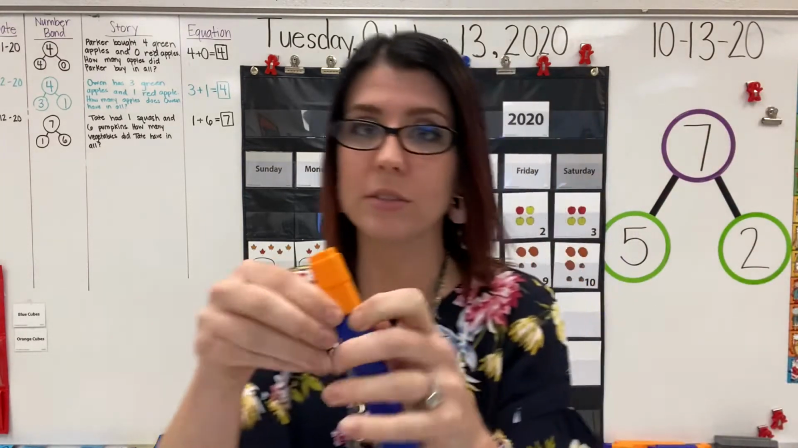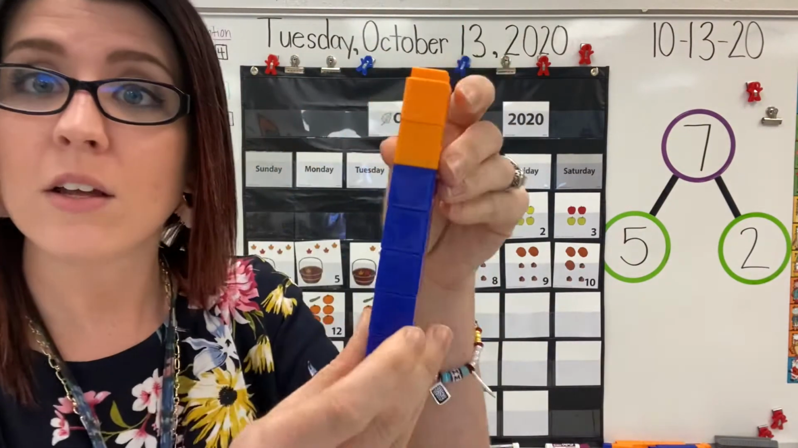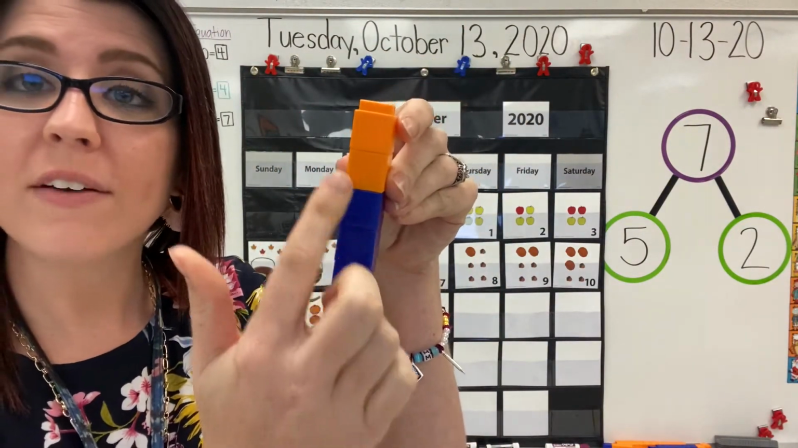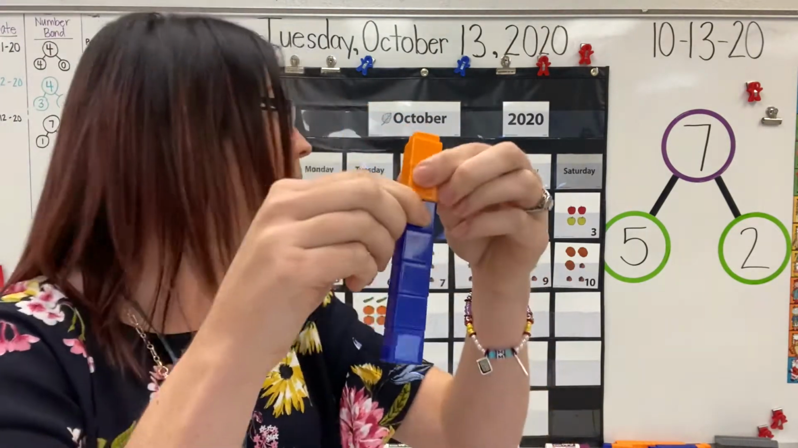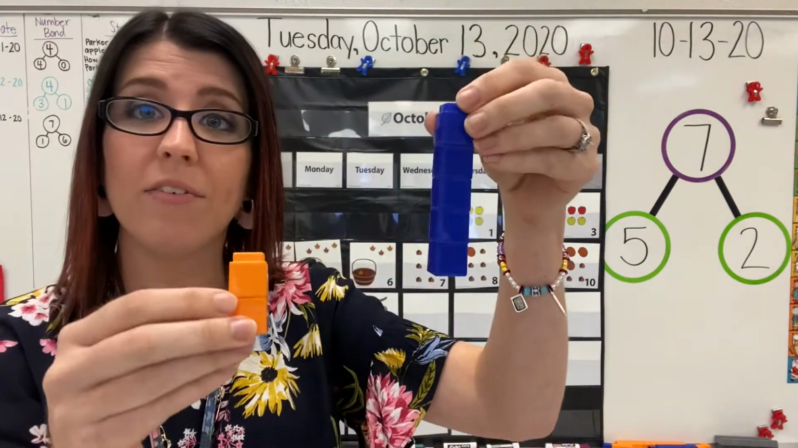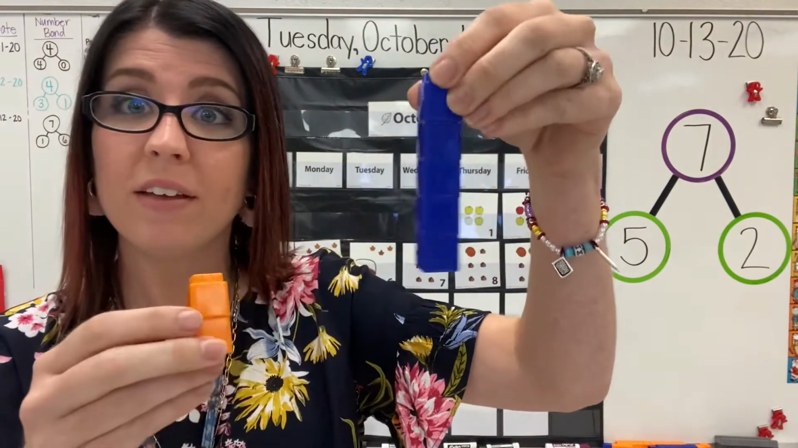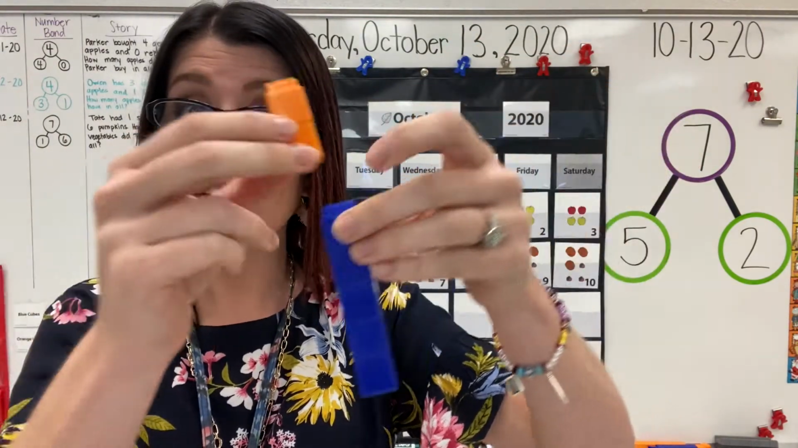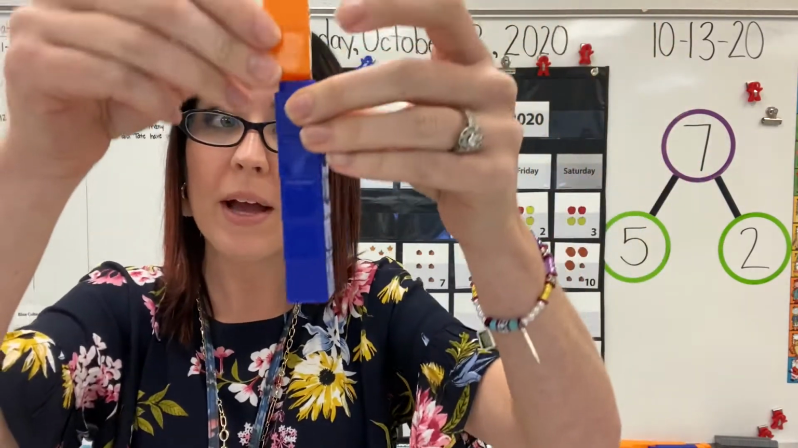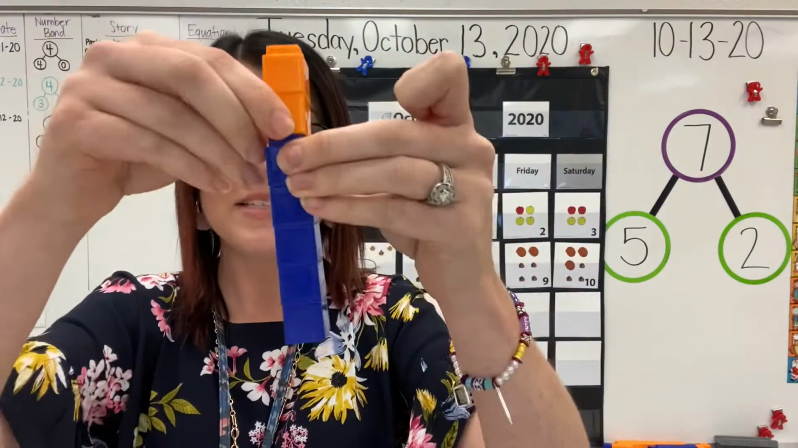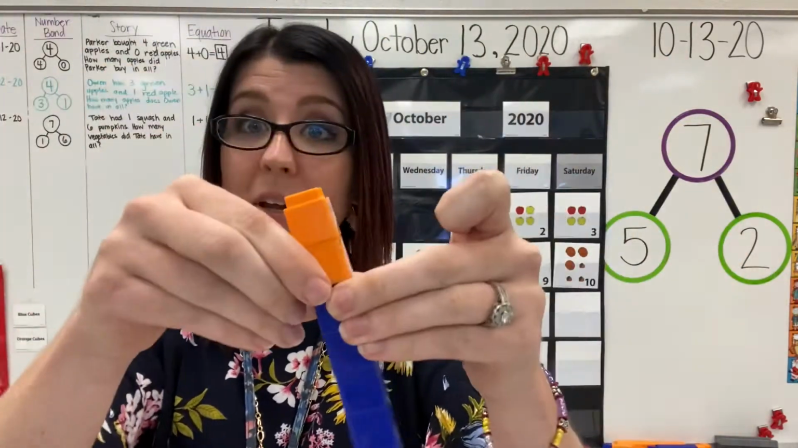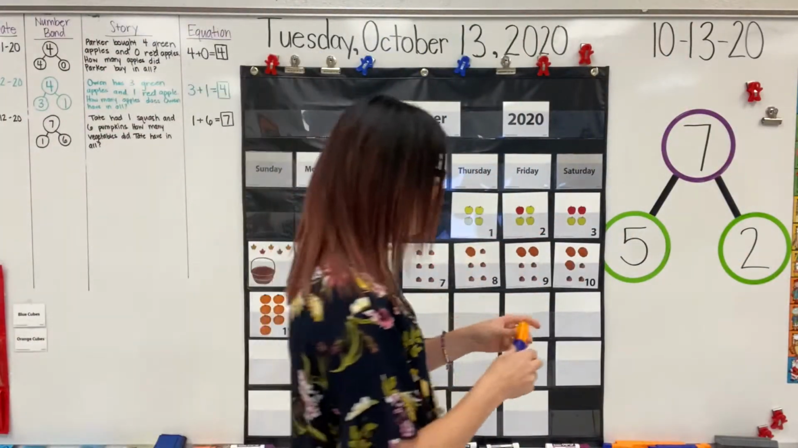Let's see that up close. Here is our 7. 1, 2, 3, 4, 5, 6, 7. And just like the number blocks, we can pull it apart so that we have 1, 2, 3, 4, 5, and 2. So our 7 broke apart into 5 and 2. Or we can put it back together to be 7. We can break it apart and put it together. That's what number bonds help us to do.